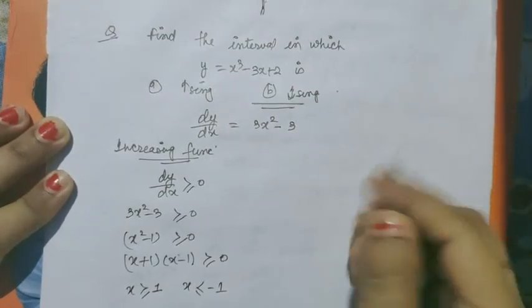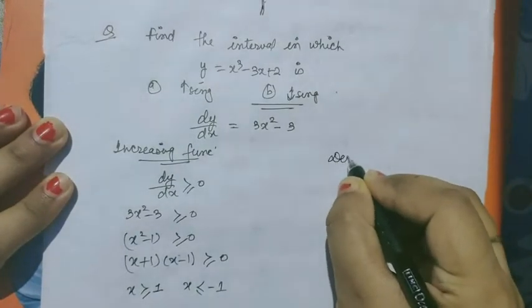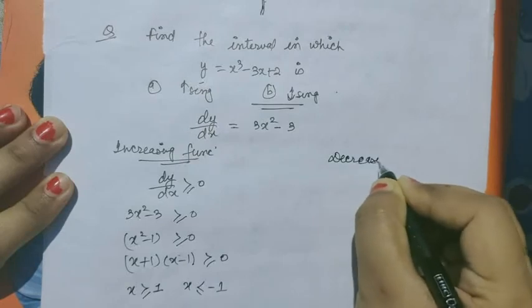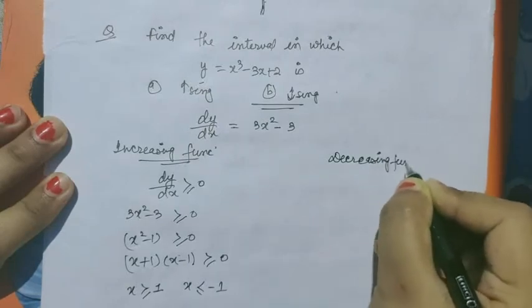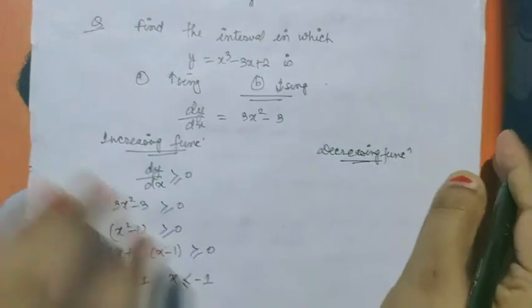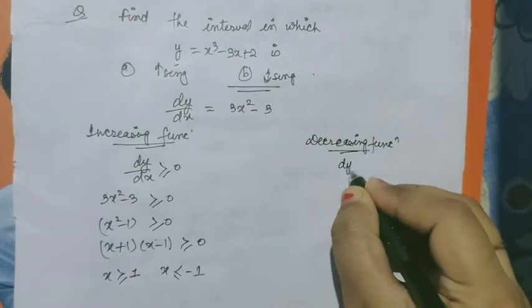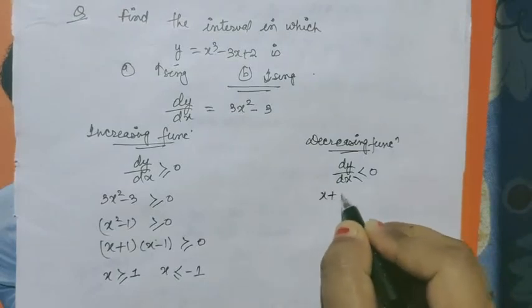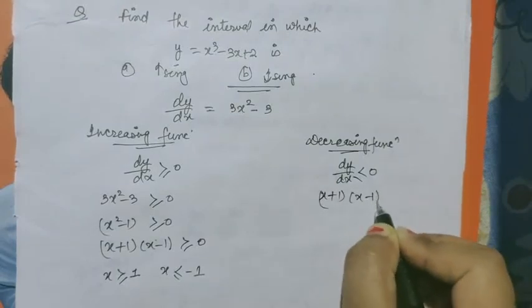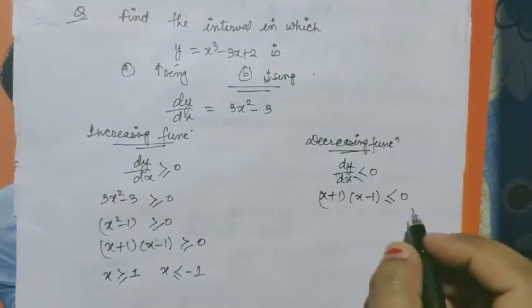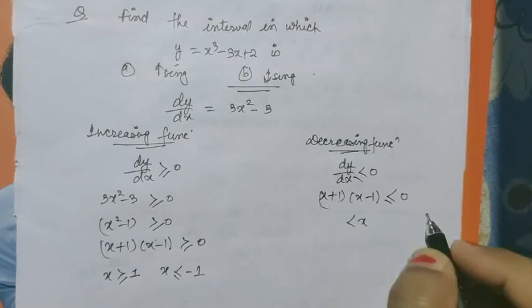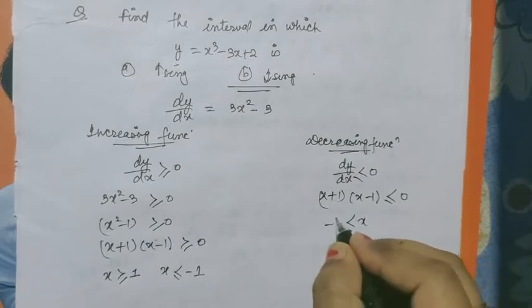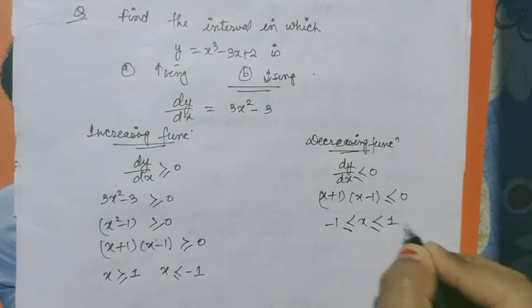Okay, for a decreasing function, dy by dx should be less than or equal to 0, meaning (x plus 1)(x minus 1) should be less than or equal to 0, meaning x will lie between minus 1 and 1.